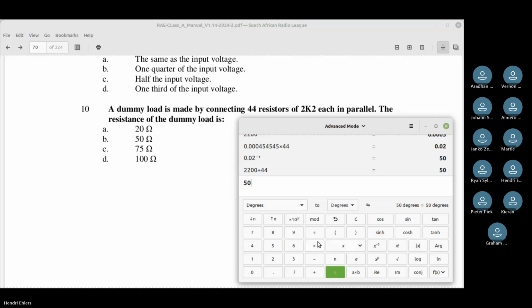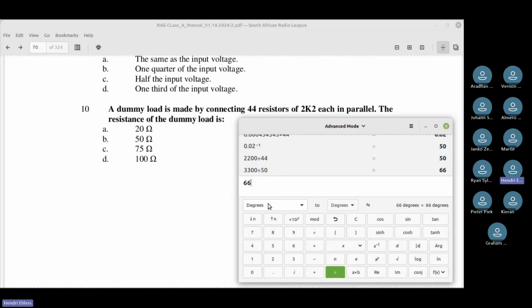So if I take this and divide it by... should work. 3K3 is 3,300. That's right. Divided by how many? Well, it depends. We need to know, it's probably going to be more resistors. So it will be 3,300 divided by 50, is it? 3,300 divided by 50 equals 66, and then it works exactly the same.